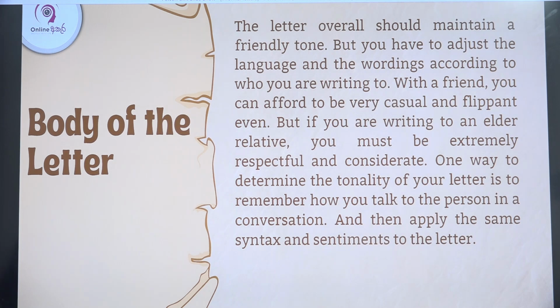One way to determine the tonality of your letter is to remember how you talk to the person in conversation and then apply the same syntax and sentiments to the letter. Here's a tip that I have given you. The easiest way to apply the tone and the language is to try to remember how you would speak to that person when you meet them face to face, how you talk with them in person. Once you meet them, how do you converse with them?